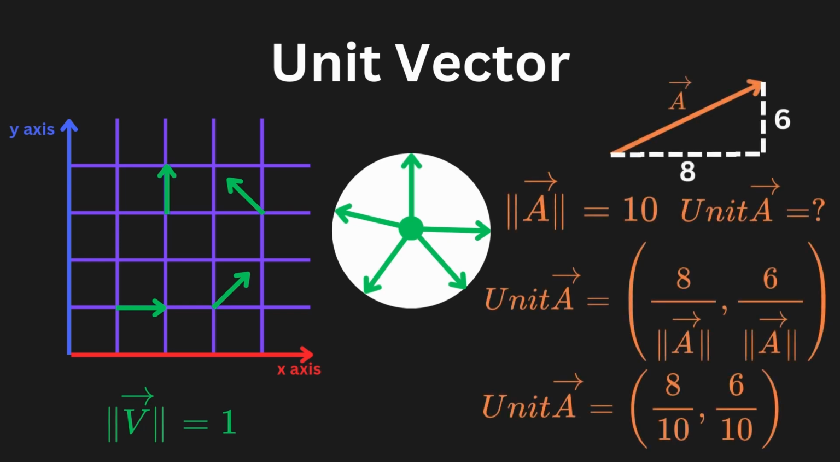We can easily convert any vector into a unit vector. Here we have an example vector, 8, 6, whose magnitude we can easily calculate from Pythagoras' theorem. Dividing each of its coordinates by the calculated magnitude, we get a unit vector.